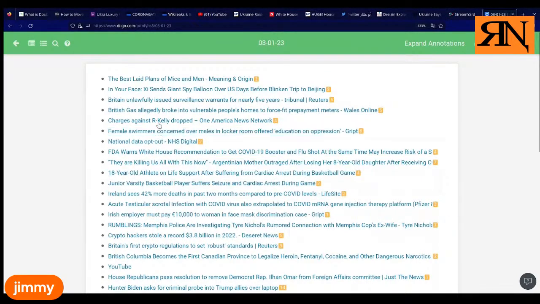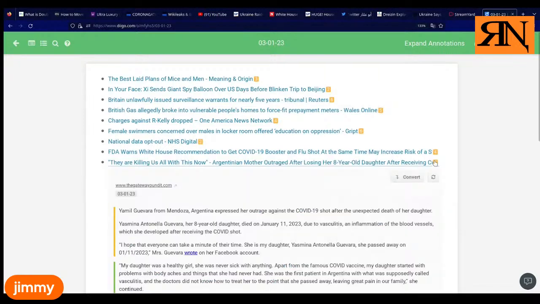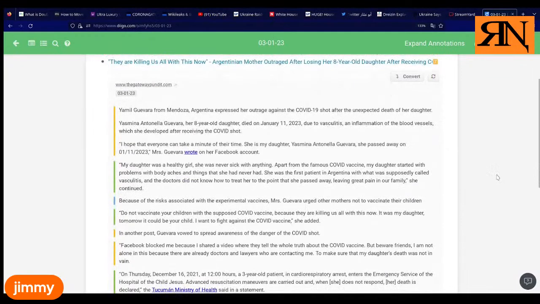Where's she gone? Yeah, this one here. Argentinian woman. Yamil Guevara from Mendoza, Argentina, expressed her outrage against the you-know-what after the unexpected death of her daughter. The daughter's name was Yasmina Antonia Guevara, an 8-year-old girl, who died on the 11th of January due to vasculitis, which is an inflammation of the blood vessels, which she developed after receiving her 100% safe and effective treatment.